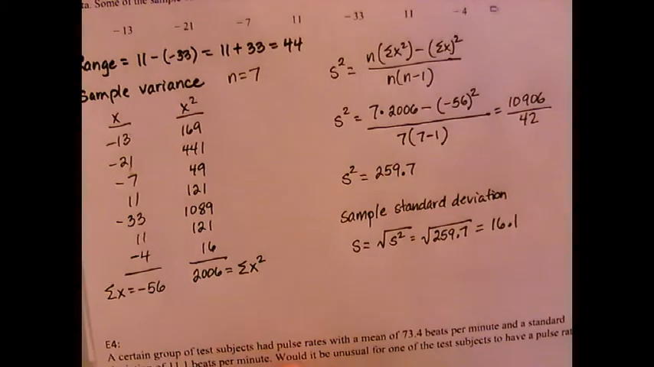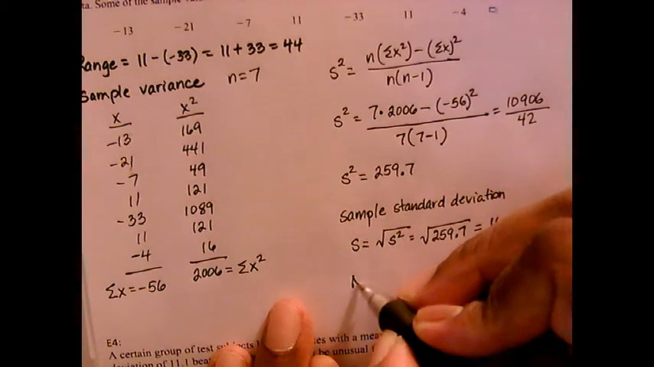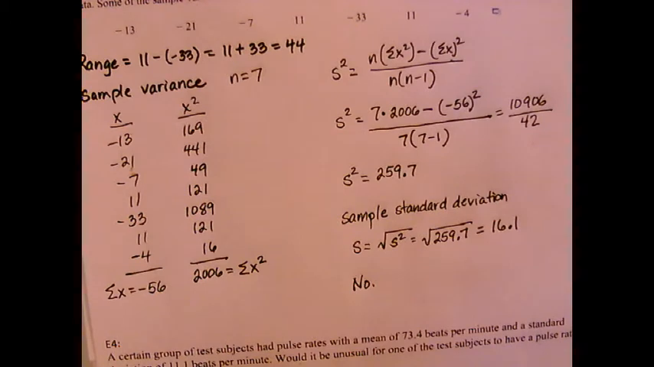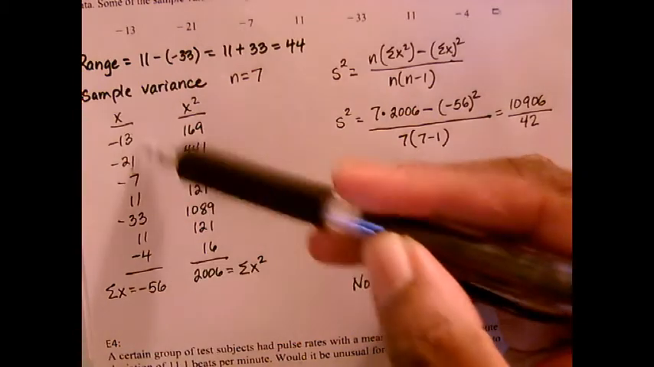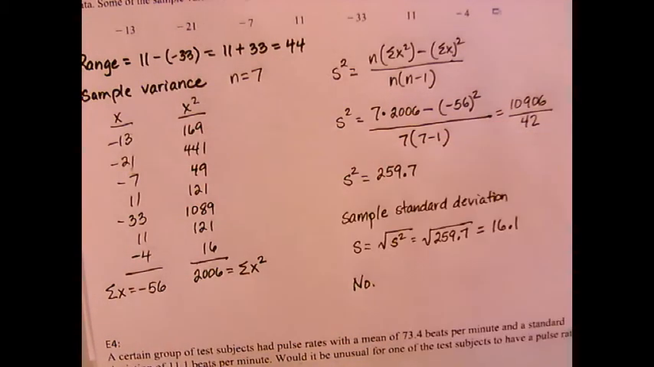Now notice that some of the sample values are negative, but can the standard deviation ever be negative? And the answer to that is no, because we already talked about the fact that the standard deviation will never be negative. And that reason is because you're squaring these negative numbers. Anytime you square a negative, you're going to get a positive value.